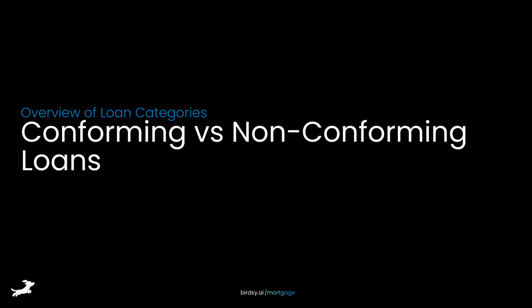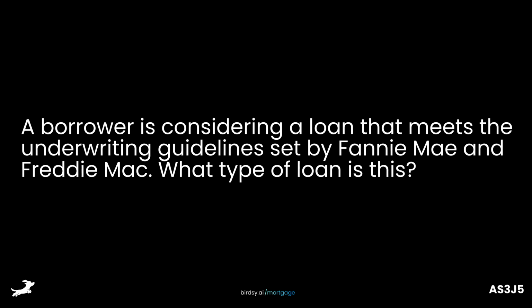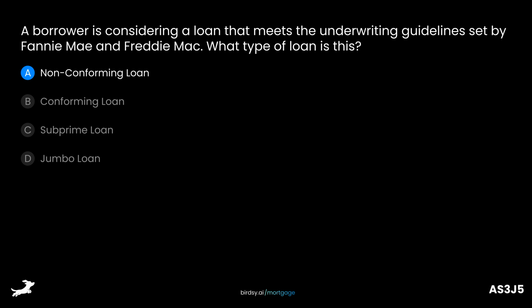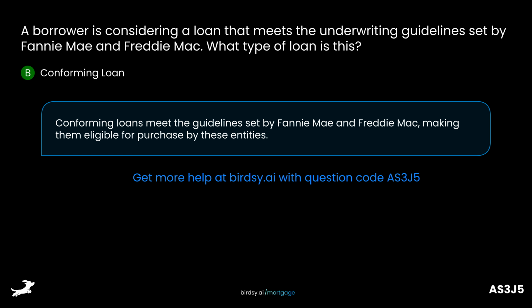Conforming versus non-conforming loans. A borrower is considering a loan that meets the underwriting guidelines set by Fannie Mae and Freddie Mac. What type of loan is this? Is it A, non-conforming loan, B, conforming loan, C, subprime loan, or D, jumbo loan? The answer is B, conforming loan. Conforming loans meet the guidelines set by Fannie Mae and Freddie Mac, making them eligible for purchase by these entities.